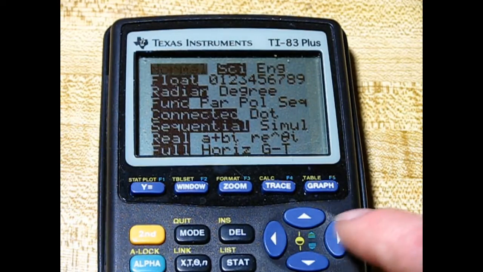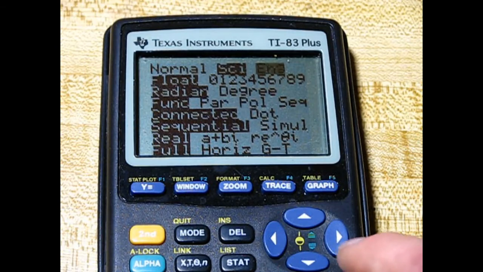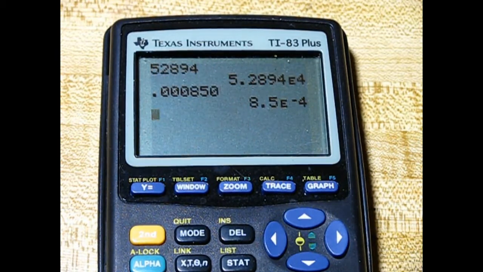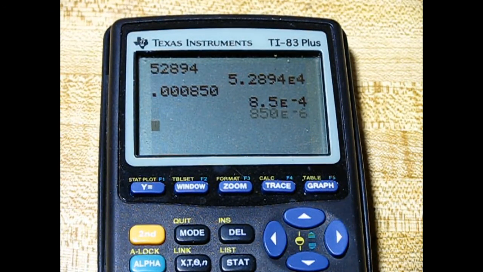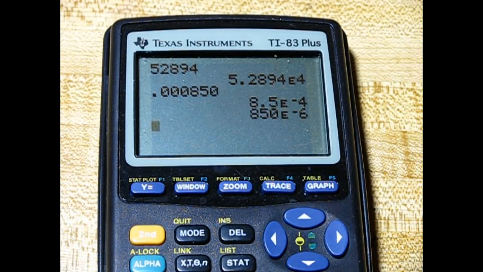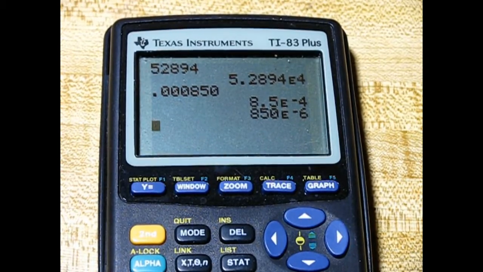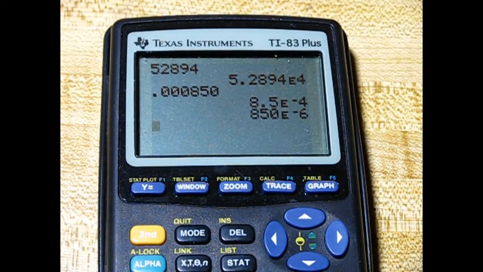We'll go back to mode, and then we'll go over and select engineering, and hit enter, and then I'll clear this. And now I'll take our 8.5 times 10 to the negative 4 and convert that into engineering notation. I'll just hit enter. And what we see is that comes out to be 850 E negative 6. Now the important thing about this is that in engineering notation, the power that 10 is raised to is always going to be divisible by 3, which means we can use our prefixes to represent this without using times 10 or exponent negative 6. For example, I might say that this is 850 microamperes. So the word micro means times 10 to the negative 6.